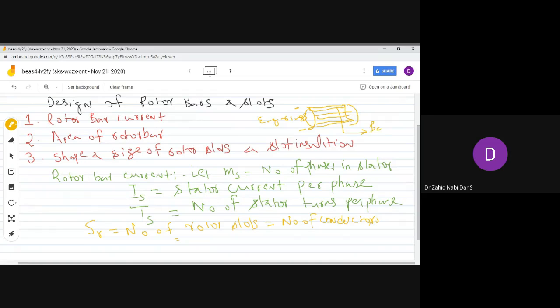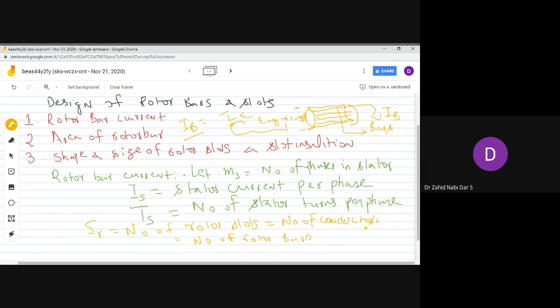We are interested in calculating the current Ib, the bar current, and also the current in these rings, which are called end rings. First we will analyze how to find the bar current. In order to get the bar current, we have to come through the stator. So this essentially is equal to the number of rotor bars.